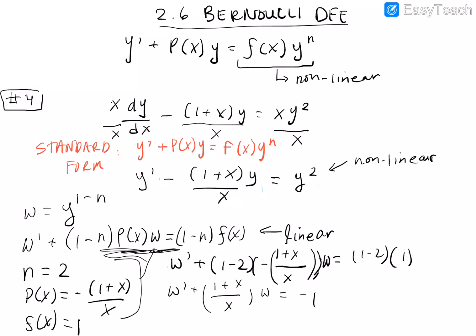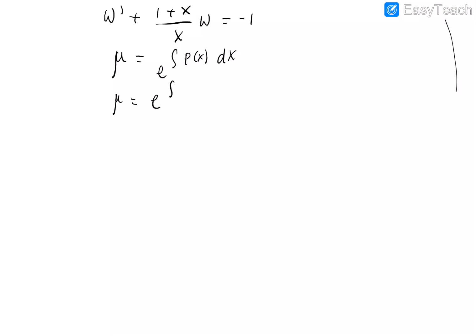All right, so now we'll have to find, well, using this equation, we'll find mu equal to e to the power integral of p of x dx, where mu is equal to e to the integral of 1 plus x over x dx. Mu will equal e to the integral of 1 over x plus 1 dx.